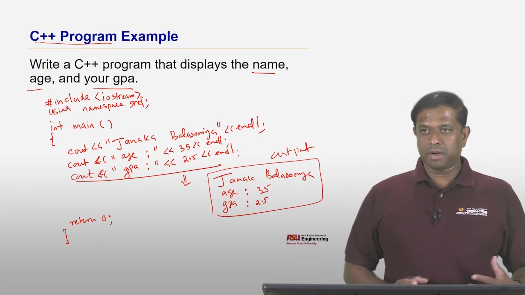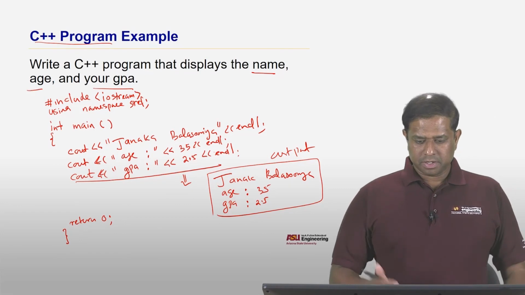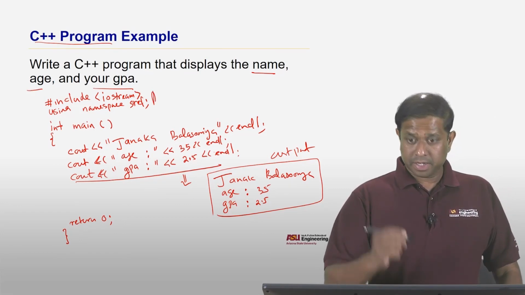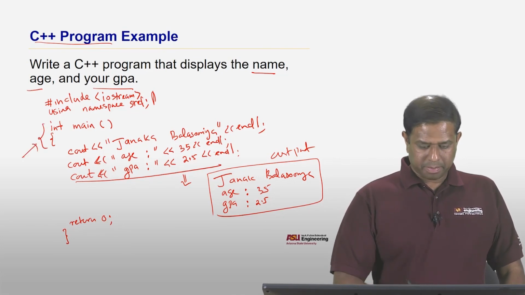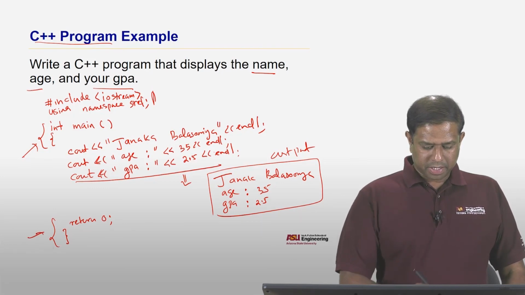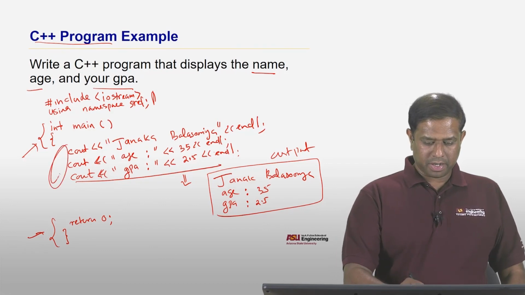I hope we all got some idea about constructing a simple program like this. The main thing we need to do is to include all of these libraries needed, and then have the template: int main at the beginning of the program, return 0 at the end of the program. Inside this, we can write all the program instructions that we want right here.